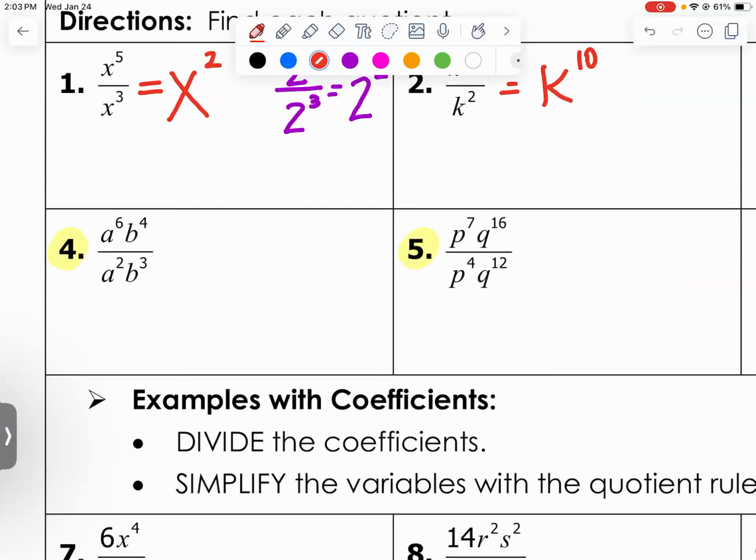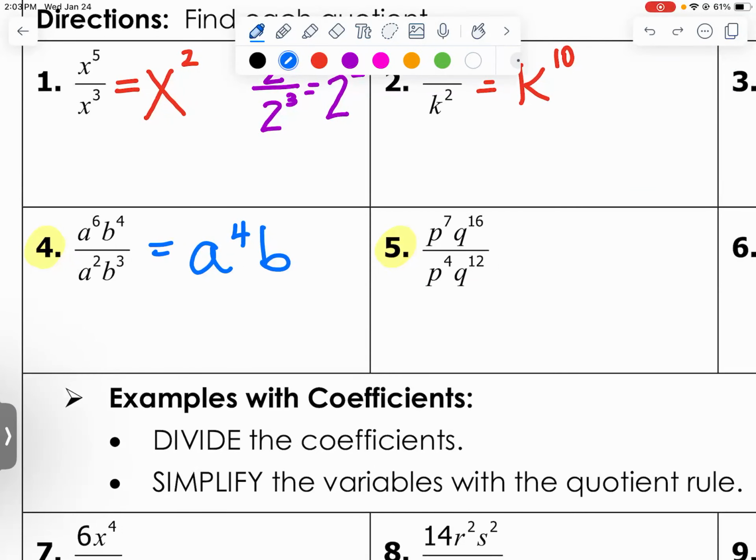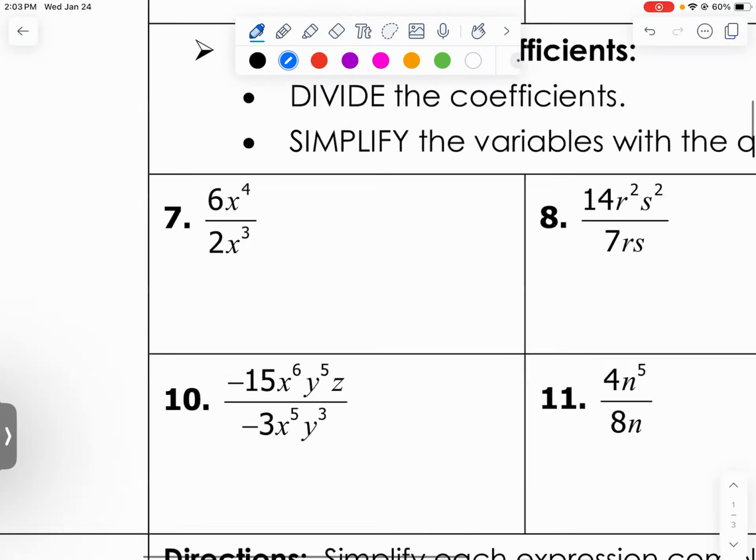All right. Are we ready to go over them? Okay. I didn't hear yes, but I didn't hear no. So, Drew, what do you have for number 4? Okay. You can write B to the first, or you can write B. All right. Number 5, Ian. Do you agree? Yeah. Okay.